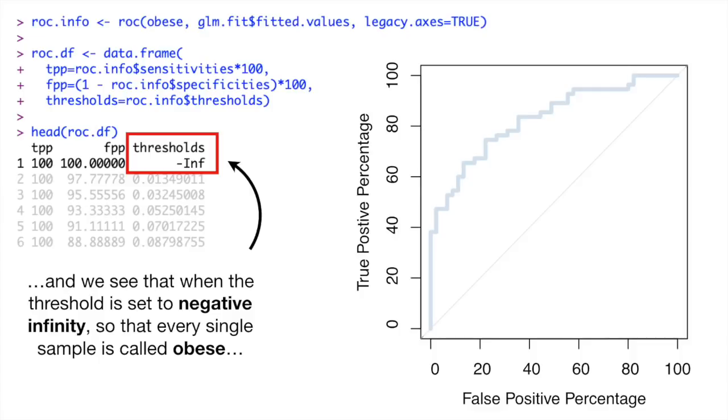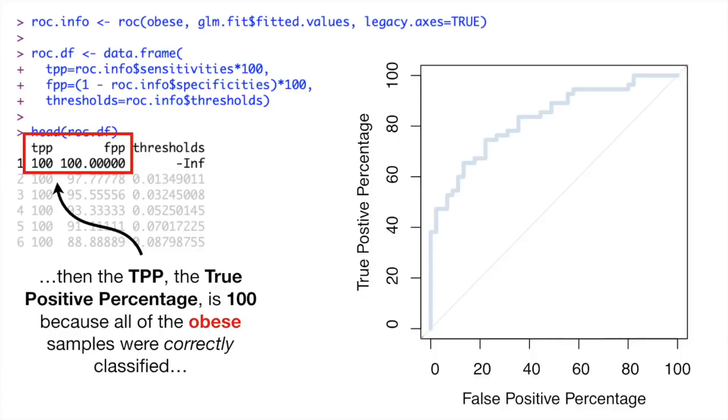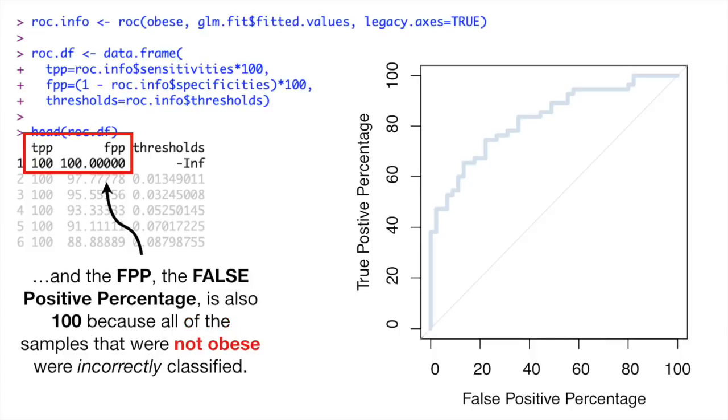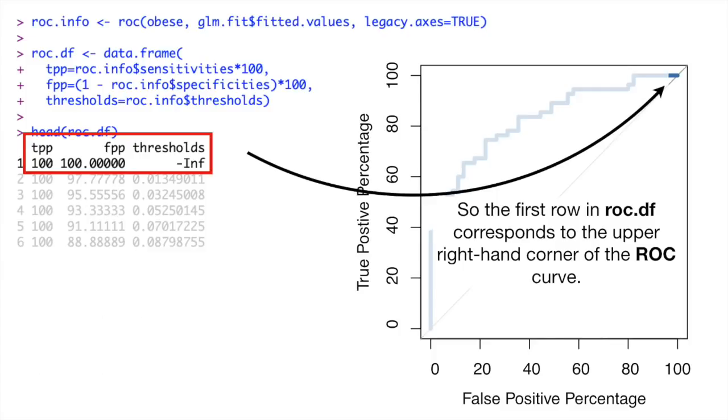And we see that when the threshold is set to negative infinity so that every single sample is called obese, then the TPP, the true positive percentage, is 100 because all of the obese samples were correctly classified. And the FPP, the false positive percentage, is also 100 because all of the samples that were not obese were incorrectly classified. So the first row in ROC.df corresponds to the upper right-hand corner of the ROC curve.